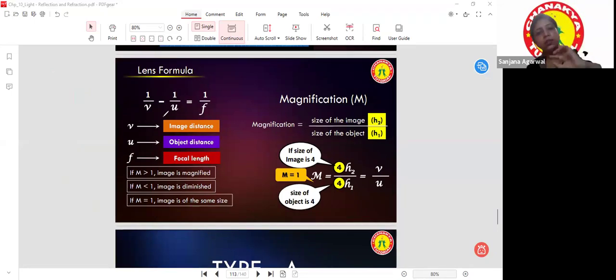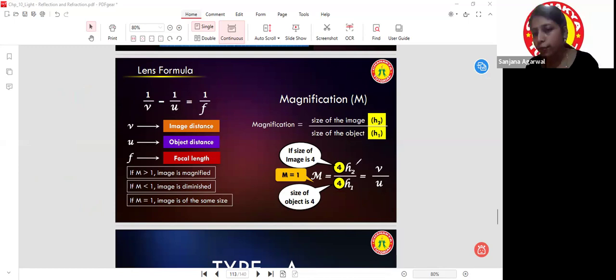Now, the lens formula is just a slight change from the mirror formula. Mirror formula is 1 by v plus 1 by u equals 1 by f. Lens formula is 1 by v minus 1 by u equals 1 by f. Again, magnification is h dash by h in the case of a mirror also. But in a mirror, in terms of image and object distance, it was minus v by u. But here we have v by u. Same phenomena and same notations.